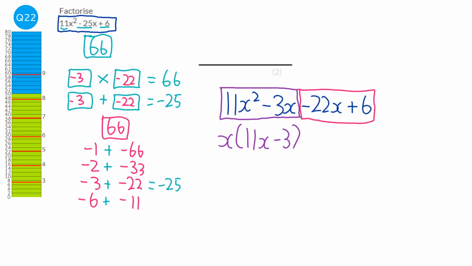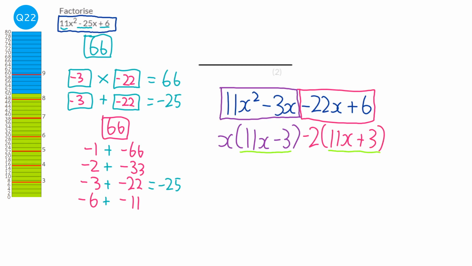Now we've got a bit of a weird situation here, because you'd think that it would be 2 that we divide out of both of them, but it's actually going to be a minus 2 because there's a minus there. So it's going to be minus 2, and then we've got 11x plus 3. Now notice what we have here. We have a repeating bracket. Both of these are 11x minus 3.